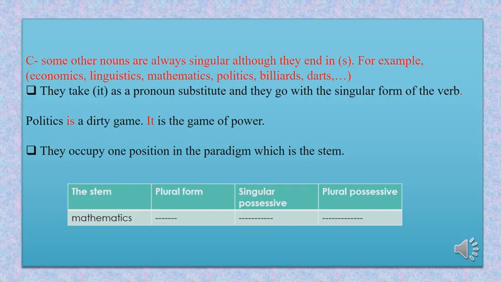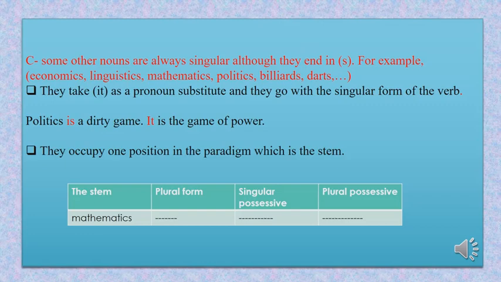In this lecture, we are going to continue talking about nouns that do not have the four forms in the noun paradigm. We talked about nouns that do not have possessive forms. They might have two forms only, the stem and the plural form. Also, we talked about nouns that can be either singular or plural. So in this case, they do not have the four forms in the noun paradigm. The first one of these nouns include nouns that have the stem only.